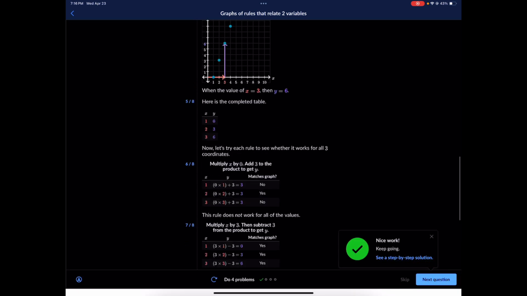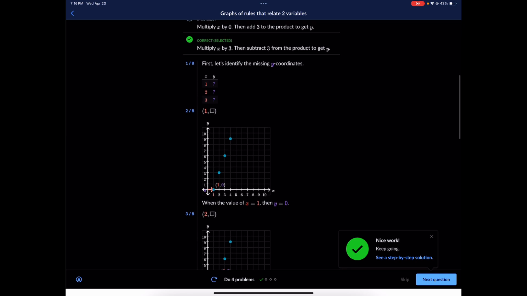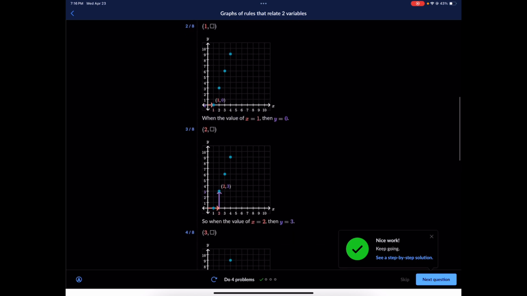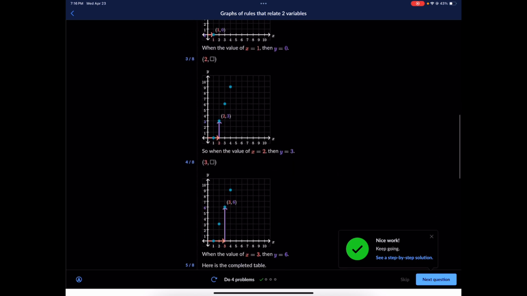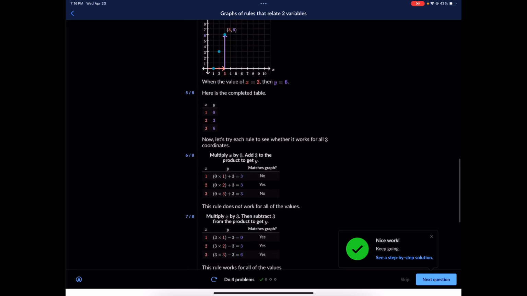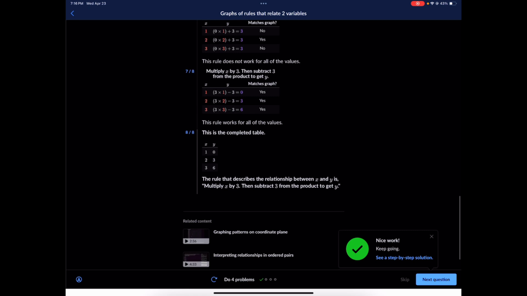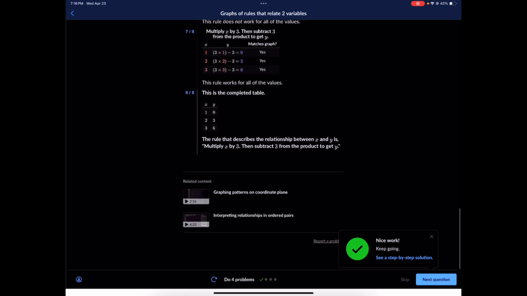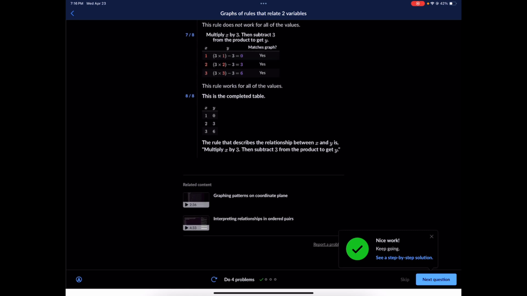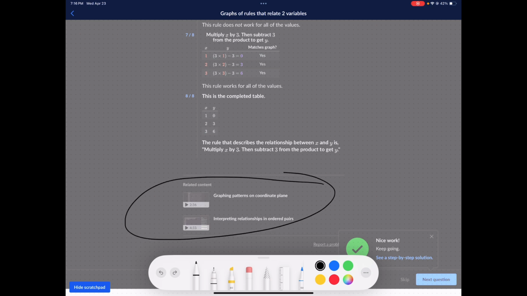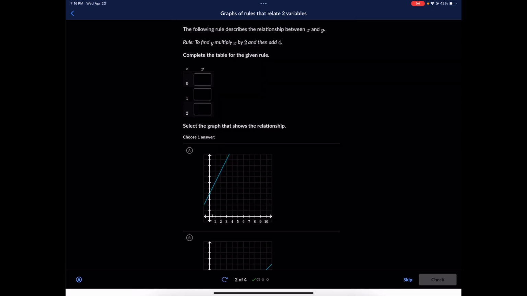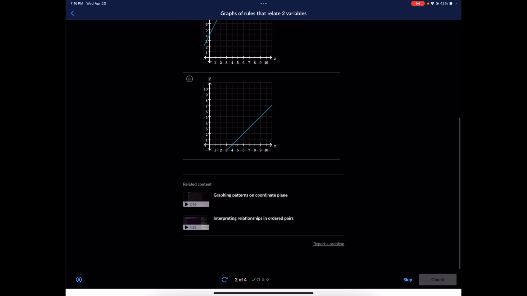Let's look at our solution, and wow, it's a lot. As you can see, we did our method, and yes, only B matches it. So if you got that right, good job. If you didn't, there are some videos that may be very important for those just starting off with graphs. But anyways, happy studying. Okay, here we go.